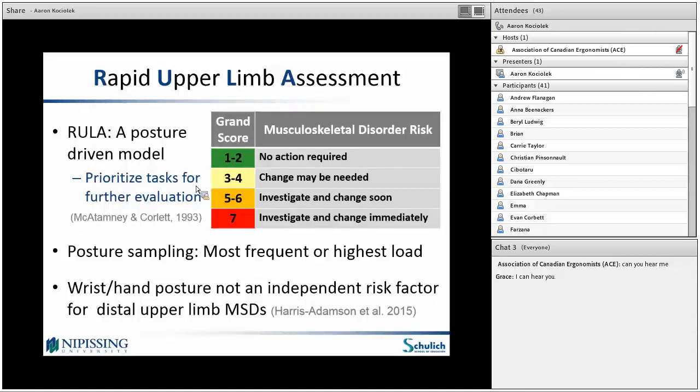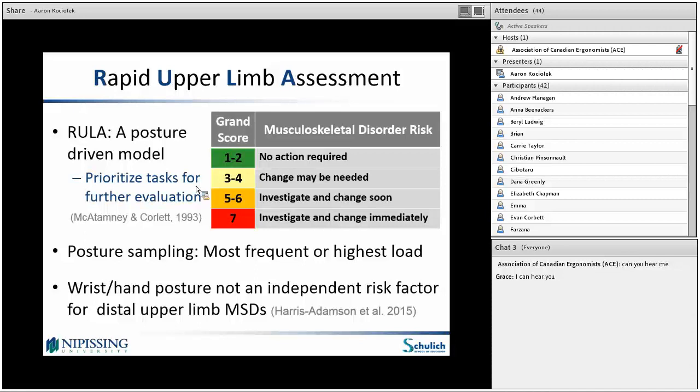So 1 to 2, for instance, would mean no action was required and it was a safe job, whereas a level of 7 would put you in that level 4 category, and it would say investigate and change immediately. You can see from the language that this was meant to be an evaluation or a screening tool in order to identify where risk may exist in order to do a further evaluation. So the language is reflected in that grand score.